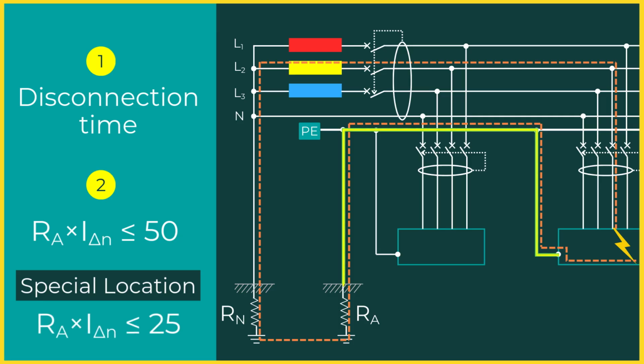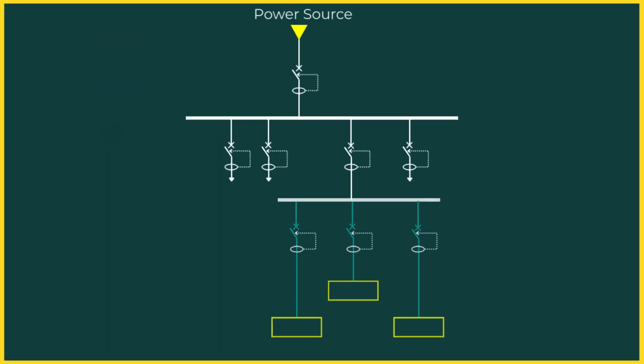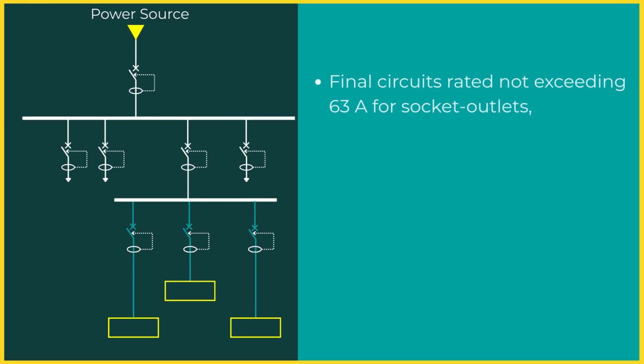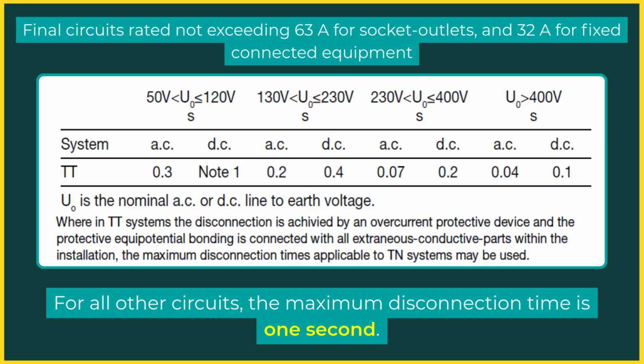Now, to apply the disconnection time requirement correctly, IEC distinguishes 2 types of circuits: distribution circuits and final circuits. This distinction matters because the permitted disconnection time depends on the circuit type. In a TT system, final circuits rated not exceeding 63 amps for socket outlets and 32 amps for fixed connected equipment must disconnect within the time specified in this table. For all other circuits, the maximum disconnection time is 1 second.